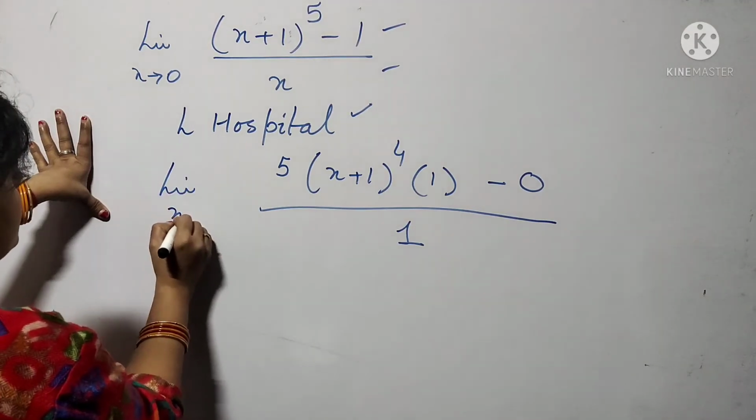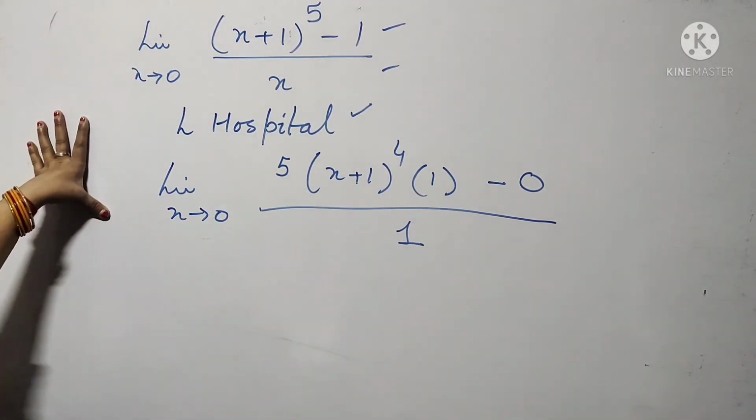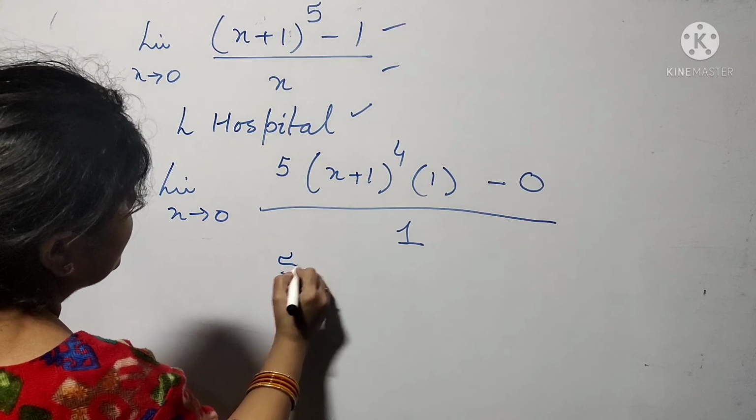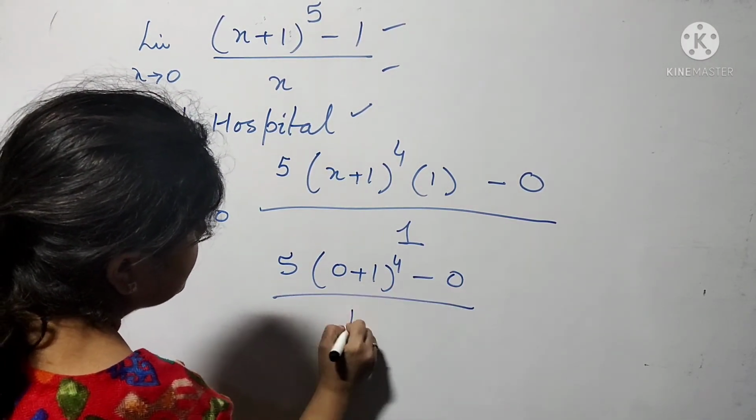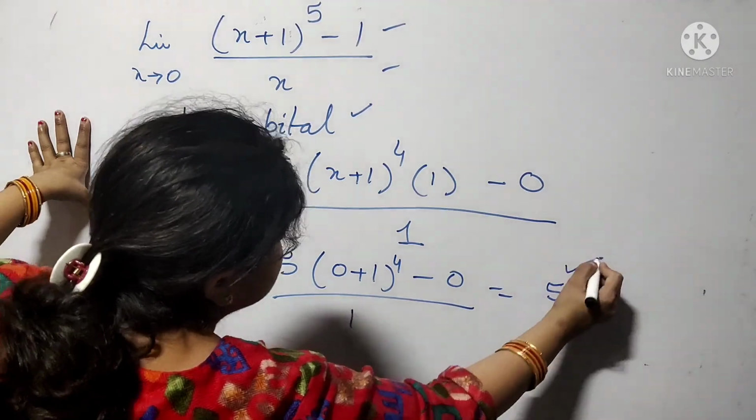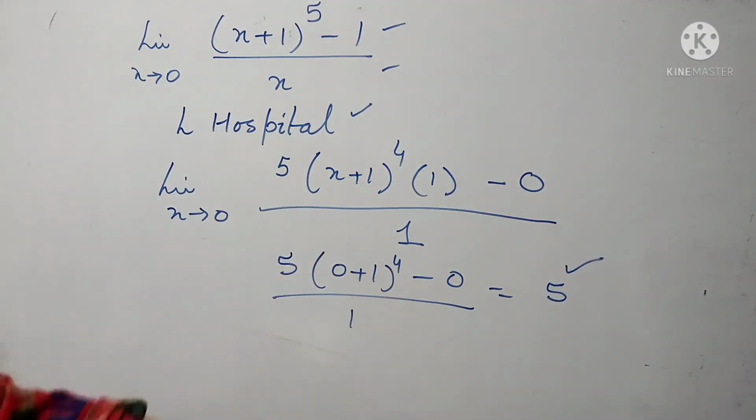अब इसके बाद हम वैल्यू रखेंगे limit x tends to 0। तो अब जब हमने यहाँ वैल्यू रखी तो 5(0 + 1) to the power 4 - 0/1, so it is equal to 5. So the limit of this function is 5.